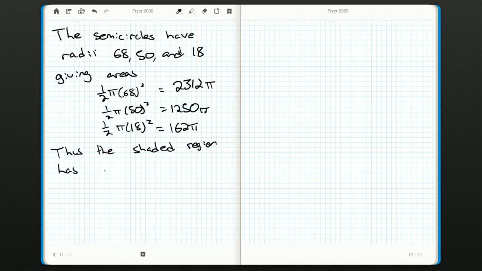So the shaded region has area 2312 pi minus 1250 pi minus 162 pi. So what's that? That's 2312 minus 1250 minus 162. That's 900 pi. Nice little number. All right. So that does it for that question.